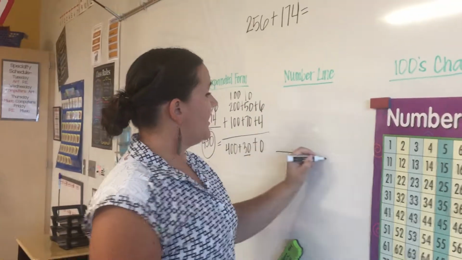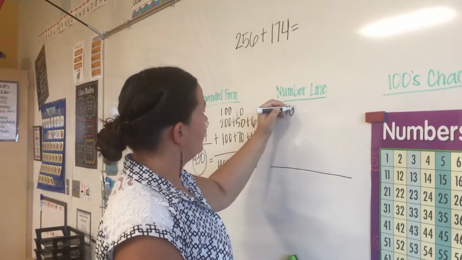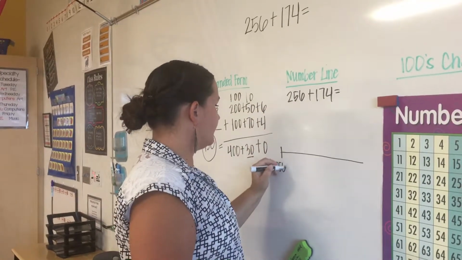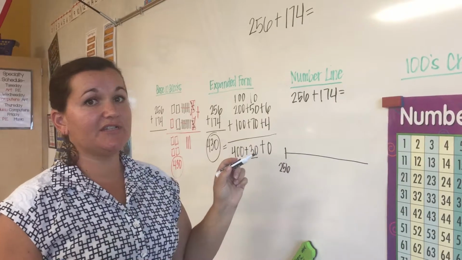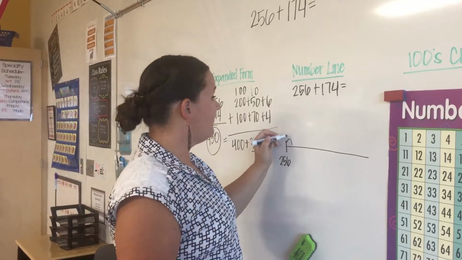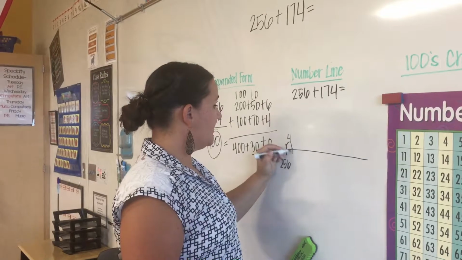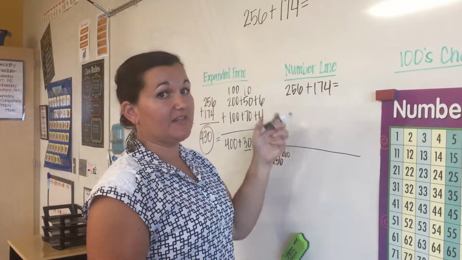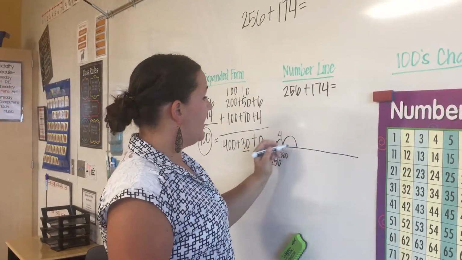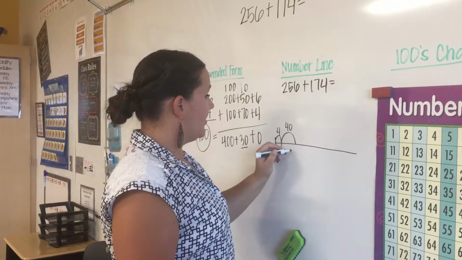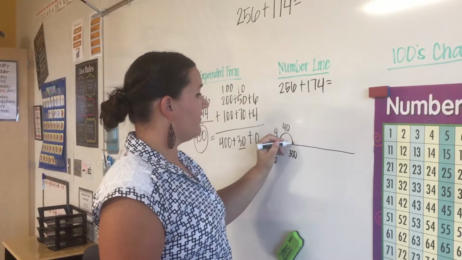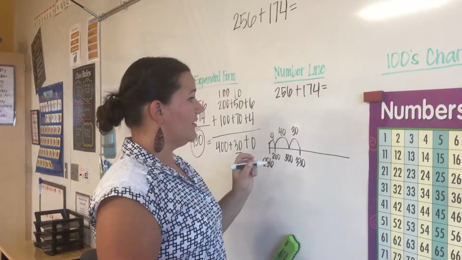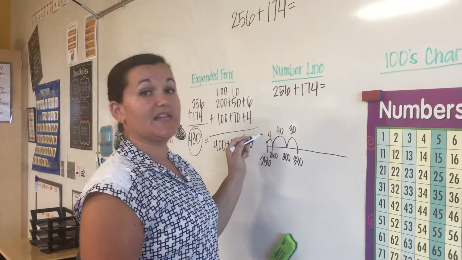I'm going to start my number line. Let me write my equation. On 256, I'm going to need to jump 174. So I'm going to take my jump of 4 first, and that's going to put me at 260. Now I need to jump 170 more. So if I take a jump of 40, that'll get me to 300, which means I have 30 more to get that 70. So I'm at 330. Now I've jumped 40 plus 30 plus 4 is 74.